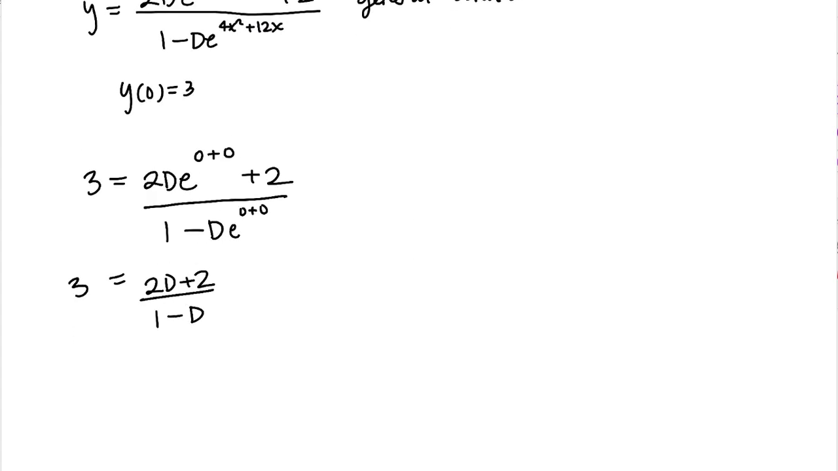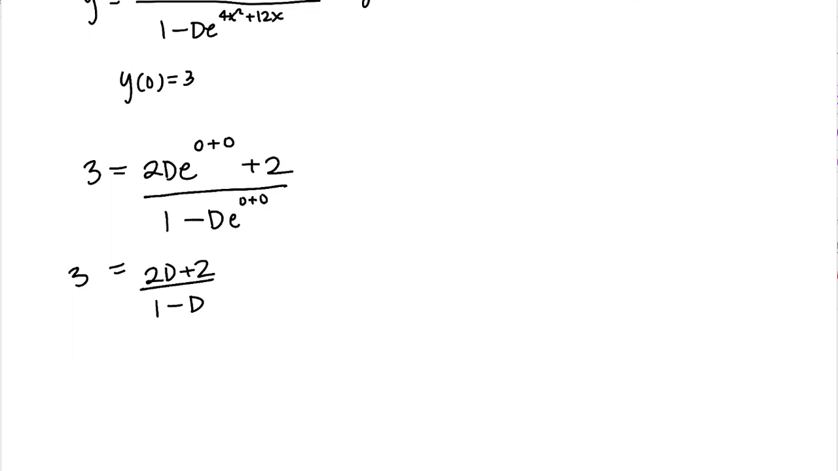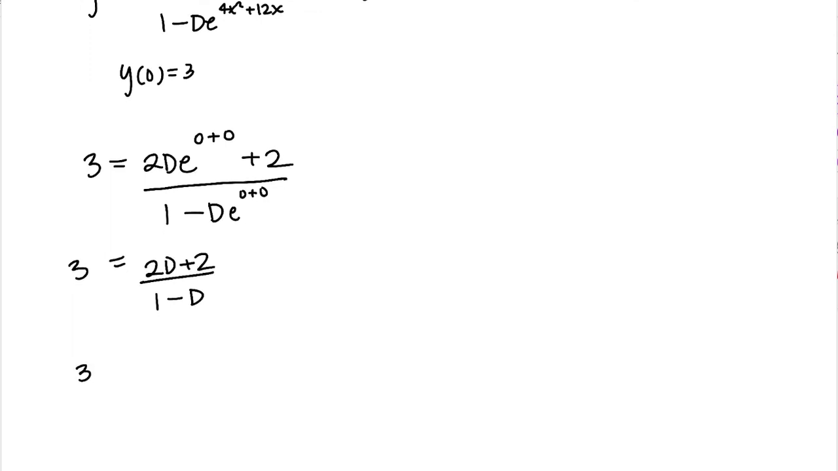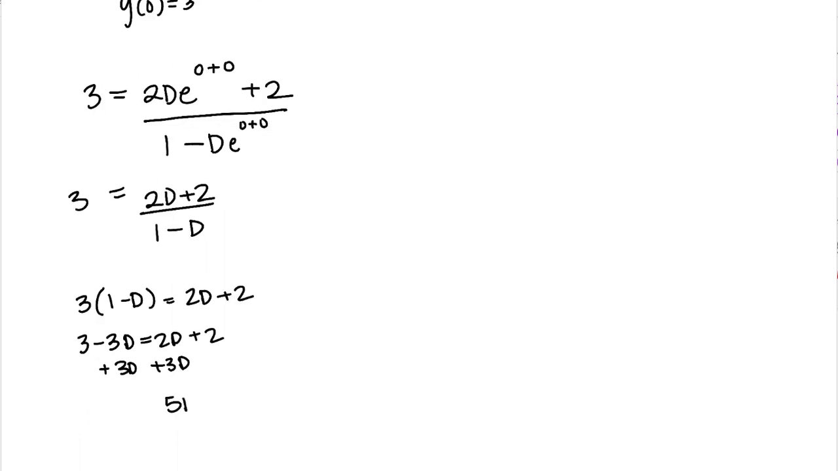So that tells me that 3 times 1 minus d equals 2d plus 2. 3 minus 3d equals 2d plus 2. So 5d is equal to 1. D is equal to a fifth.